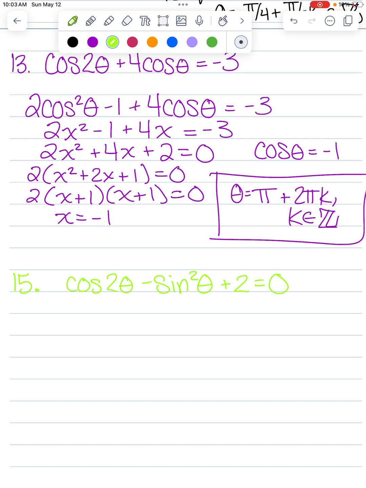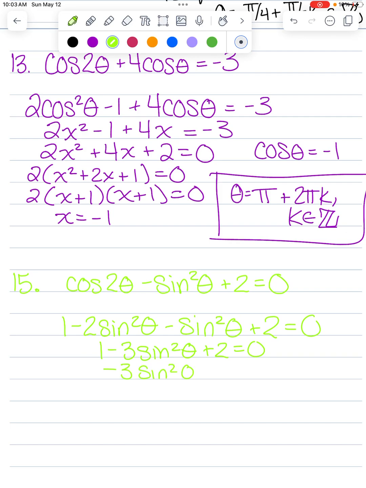Cosine of 2 theta minus sine squared plus 2 equals 0. So cosine of 2 theta. Again, there are 3 different identities that work for it. Since everything else in the problem is sines, I'm going to use the sine one, which is 1 minus 2 sine squared. Minus sine squared plus 2 equals 0. Well, that looks like fun. 1 minus 3 sine squared theta plus 2 equals 0. In fact, this one's not so terrible, because when I combine my like terms, I only have sine squared. I don't have to worry about factoring. Yay!